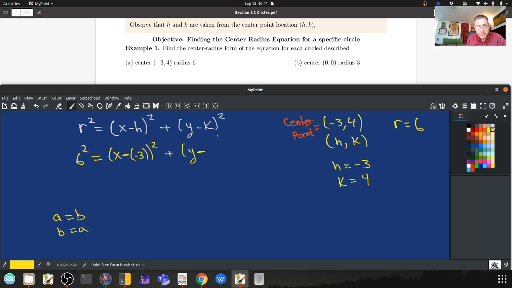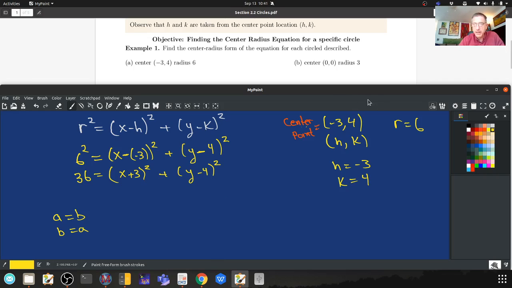y minus k, what's my k value? It's 4. And we don't expand this. The only thing we simplify is the 6 squared. So that gives me 36 is equal to, we want to simplify this part right here. X minus a minus 3 is x plus 3. Y minus 4 squared. So we'll actually see that that's a circle of radius 6 centered at minus 3 and 4.